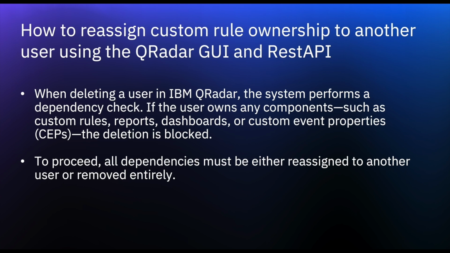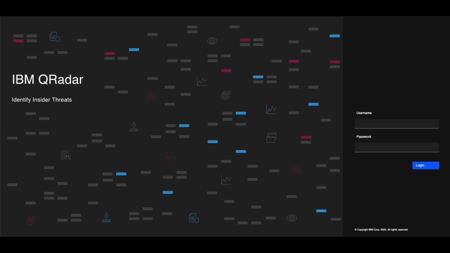When deleting a user in IBM QRadar, the system performs a dependency check. If the user owns any component such as custom rules, reports, dashboards, or custom event properties, the deletion will be blocked. To proceed, all dependencies must be either reassigned to another user or removed entirely. Let's walk through an example.